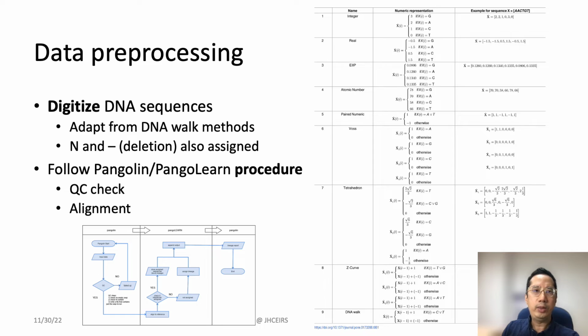After collecting data, we have to pre-process the data in order to fit it into our machine learning algorithm. So first, we need to digitize the sequence. We adopt the DNA walk method, assigning different base pairs to different numbers. Then we follow the PANGOLIN or PangoLEARN procedure to do the QC check as well as the alignment.